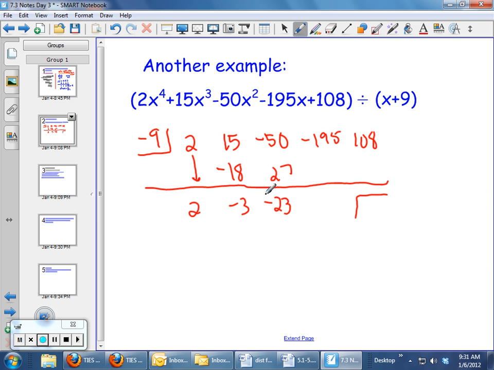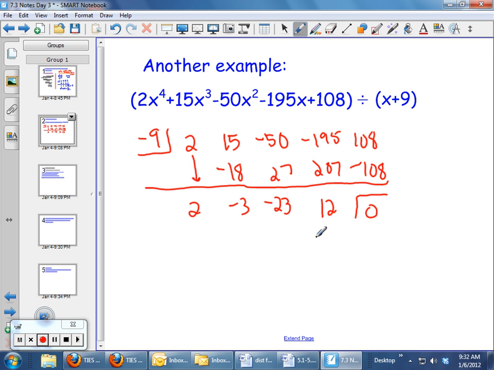Alright, -9 times -23. Let's see, 10 times 23 would be 230, so subtract 23, so 207. So it's going to be positive 207. So when we add these two together, 195 and 207, that's going to give us positive 12. Alright, and then -9 times 12, that is -108. And our remainder is 0.